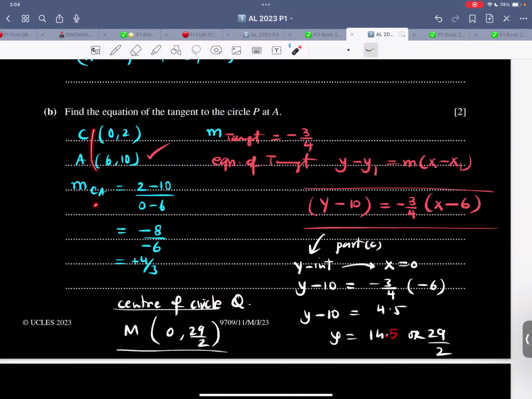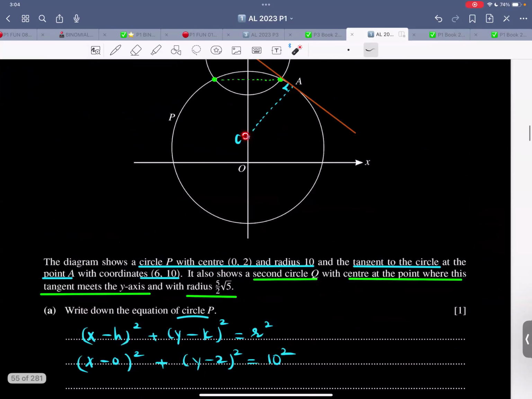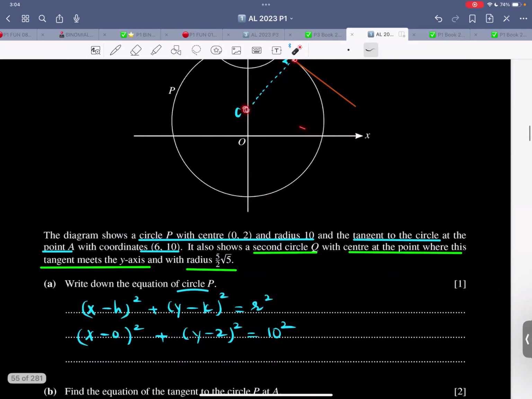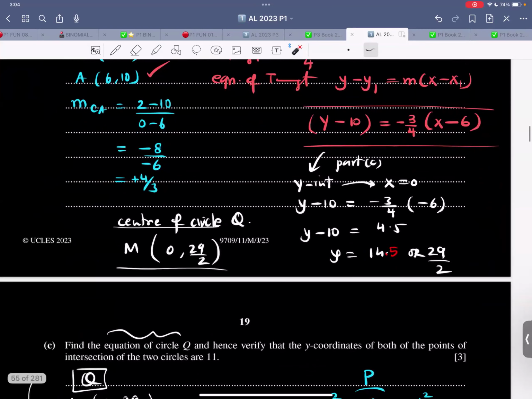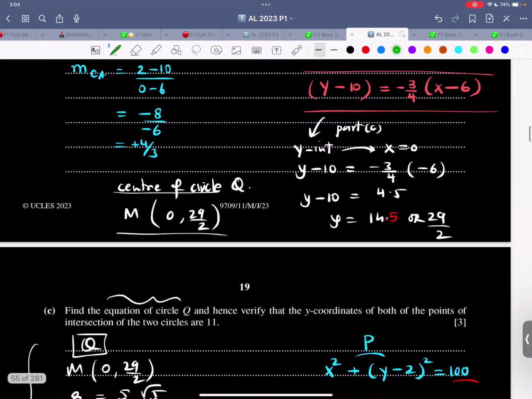Gradient of CA. This is C, the center C. This is A. That comes out to be 4/3. Gradient of the tangent is negative 3/4. It's passing through (6, 10). That's the equation I'm using for part C. What is the y-intercept? x is 0. So y is 29/2. That means for circle Q, let me write over here.